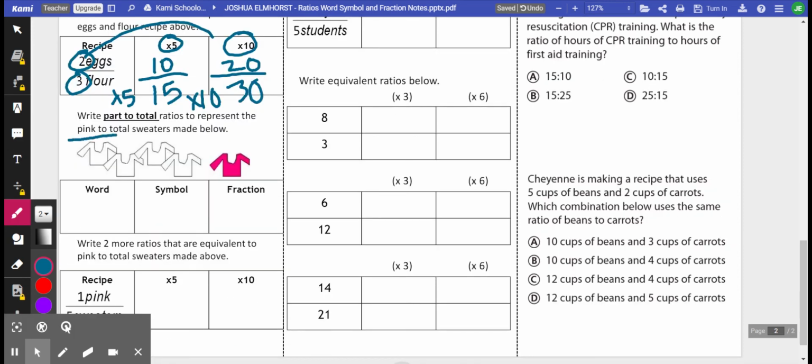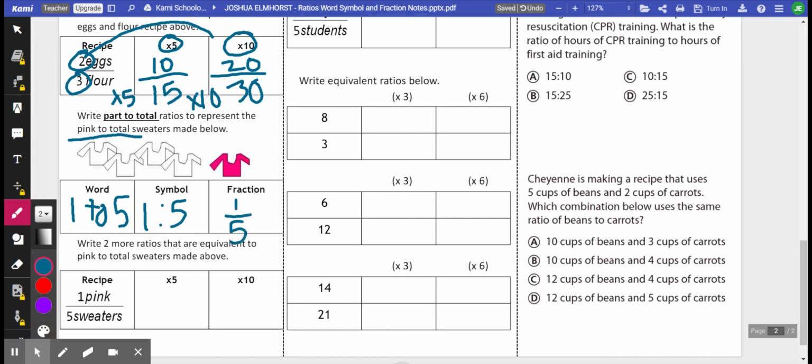So we have to read carefully here. We have pink to total sweaters. There's 1 pink, and then there are 5 total sweaters. I had to change the first part there. So the word form is 1 to 5, the symbol is 1 to 5, and then in fraction form it would be 1 pink to 5 total. And you could just use P and T.